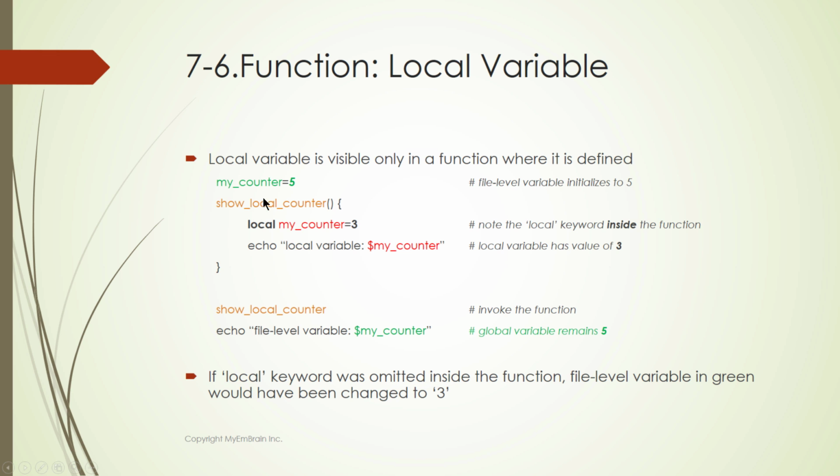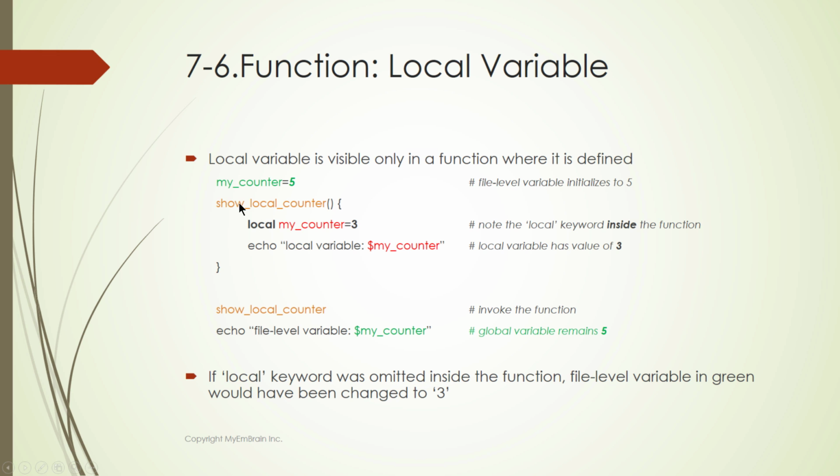In the function show local counter, we have another myCounter, but this myCounter is declared as local, and when we assign the 3 into myCounter, we print it out here. This one will show 3 as a local variable.